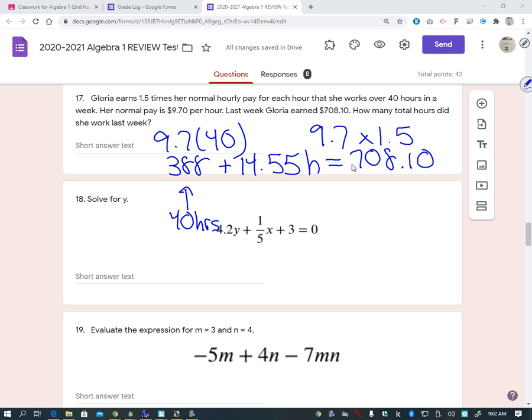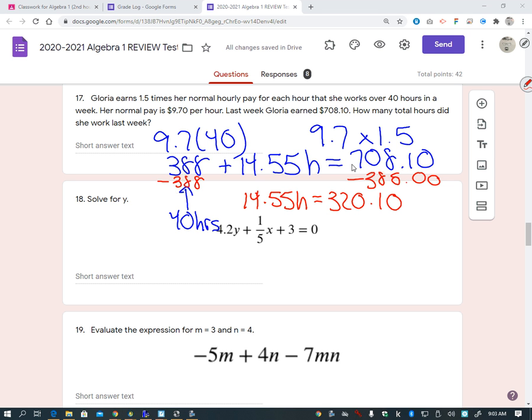No, not yet. Subtract what? Subtract 388 on both sides, if the numbers you gave me are right. So we got 14.55H equals, what's 708.1 minus 388? 320.10. What are we going to do now?